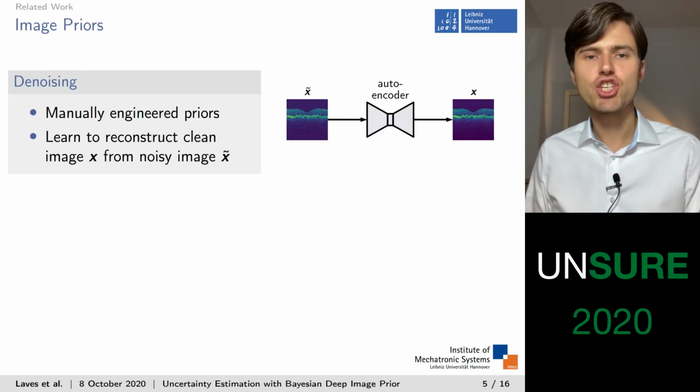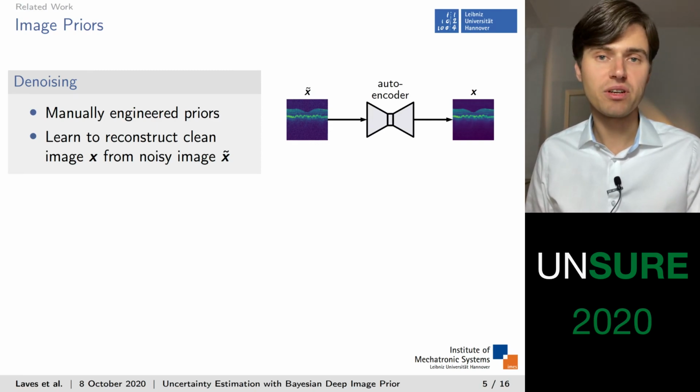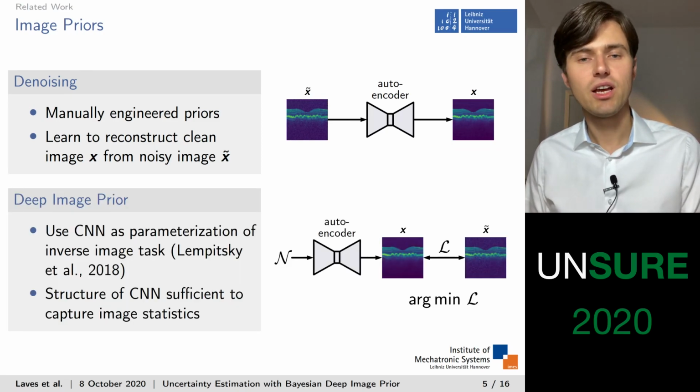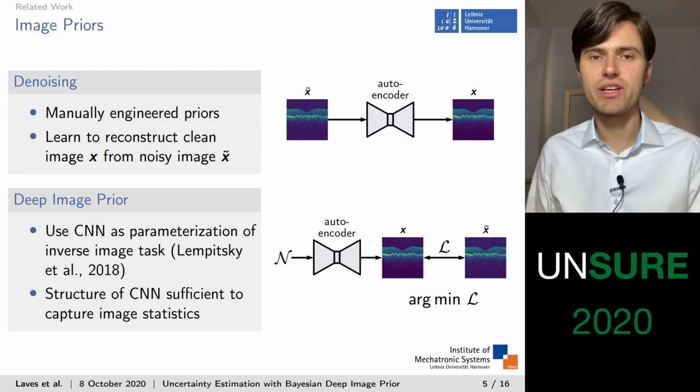Besides manually engineered priors, convolutional denoising autoencoders have been used to implicitly learn an image prior from data. This can cause hallucinations, as already mentioned, and is therefore very undesirable. However, it was recently shown that the excellent performance of deep networks for inverse image tasks is based not only on their ability to learn image priors from data, but also on the structure of the convolutional image generator itself.